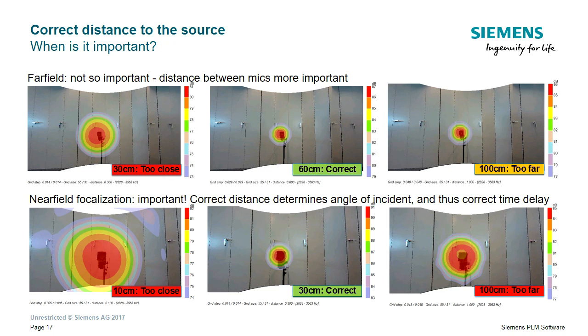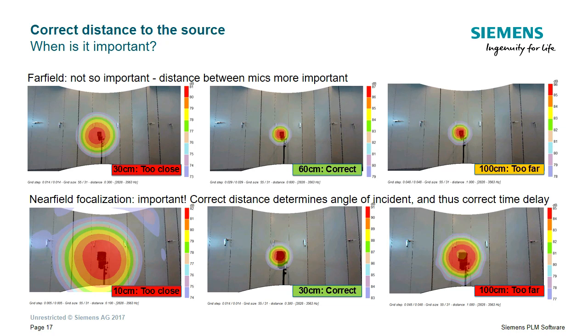I also mentioned distance to the source, where it's not so important in the far field, but more important in the near field. To show that, I have these six pictures. If you just look at the top row, in the center, we have a sound source standing on a tripod, and it's positioned at 60 centimeters. Now, if we think that this source at 60 centimeters, which is in the far field, is even further away, our calculation result will not be that much different. At 1 meter on the top right, you can see that the shape of the sound source and the dynamic range is more or less the same. However, if we tell our software that this source is at 30 centimeters, while in fact it's at 60 centimeters, we're reducing the quality of our spatial resolution. So the size of the red spot is much bigger in the top left picture than it is in the center, as it should be.